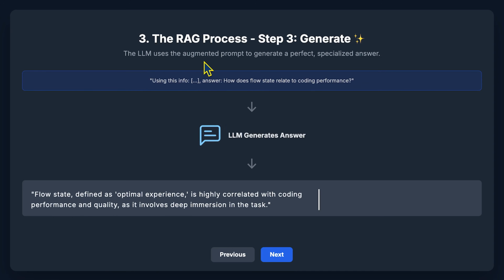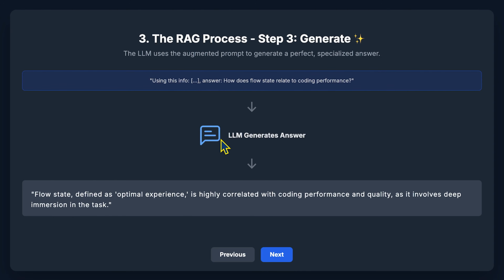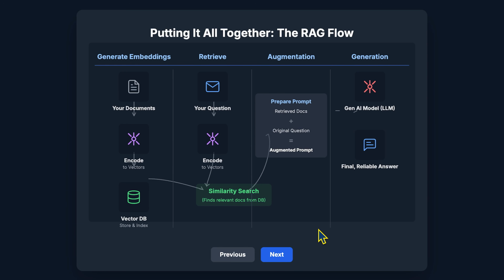Then it takes that information and uses it to augment the generation so that, for example, it could say flow states, defined as optimal experience, are related to coding performance and quality because they involve deep immersion in the task. Now, obviously, that's a very basic answer, but you get the gist, where it's grounding the answer in information that was retrieved from my vault based on my specific question about vibe coding. So that's just a quick overview of RAG.